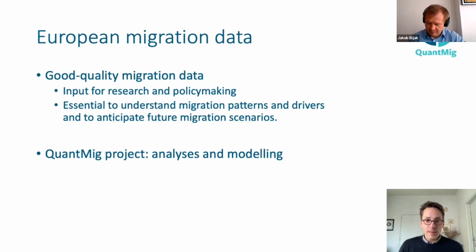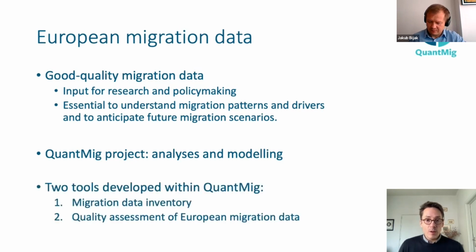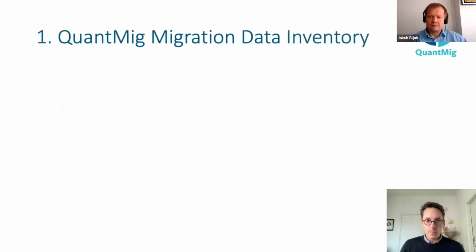In order to prepare and evaluate the data for analysis and modeling, we developed two tools. First, we made an inventory of datasets containing recent migration data, and second, we carried out a quality assessment of European migration data. These tools lay the basis of our work in Quantifying, but more than that, they can also be valuable resources for researchers studying European migration and searching for appropriate data. In this presentation, I'm going to give an overview of these two tools.